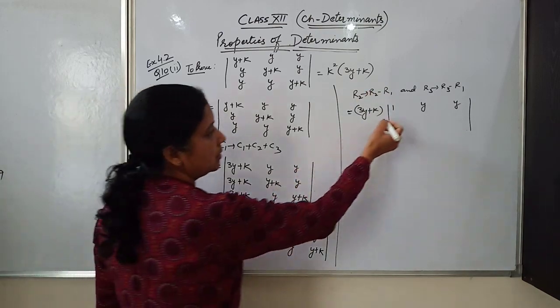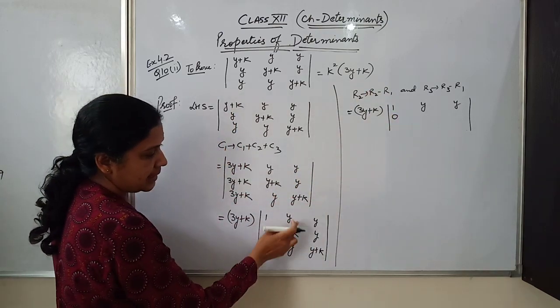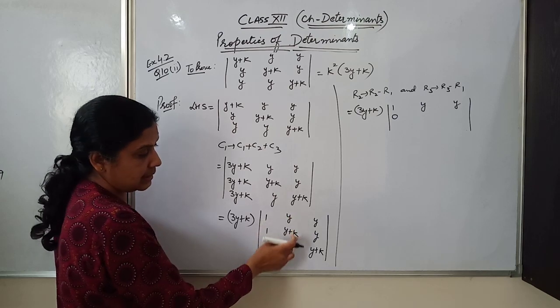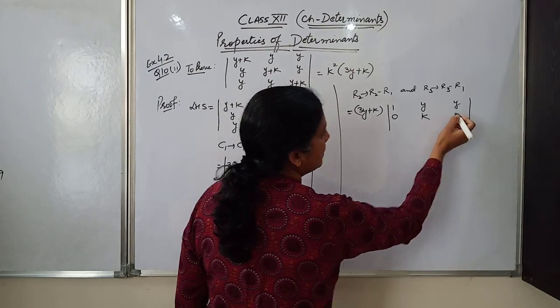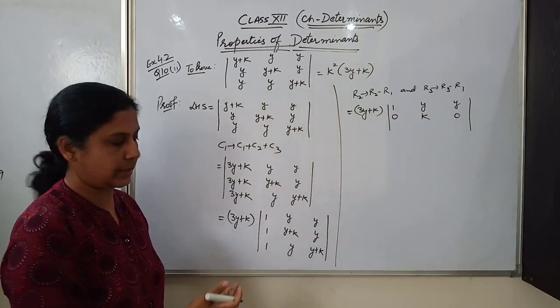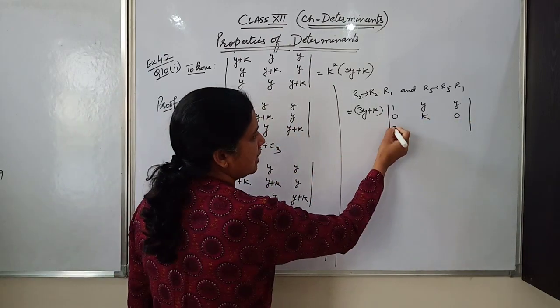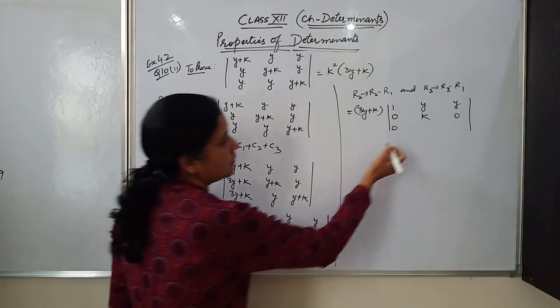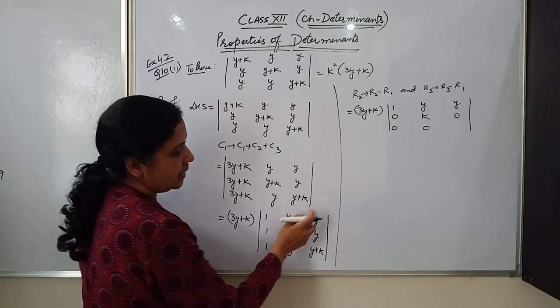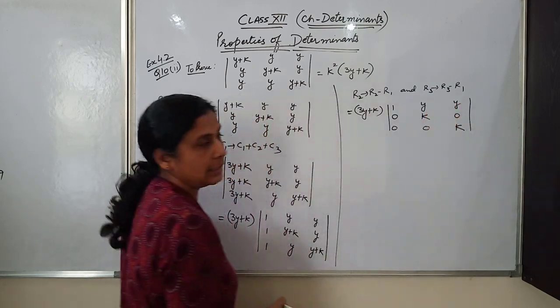1 minus 1, 0. Y plus k minus y: y minus y cancelled out, k is left. Here y minus y is 0. Corresponding entries have to be subtracted. 1 minus 1. R3 minus R1: 1 minus 1 gives you 0. Y minus y gives you 0. Y plus k minus y, only k is left.